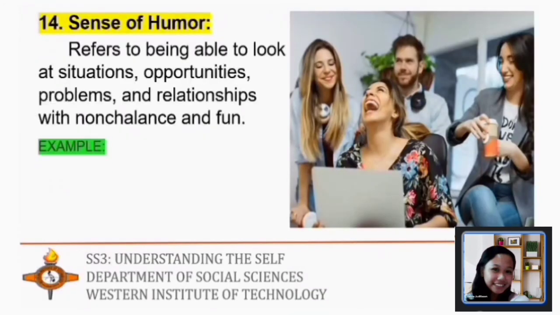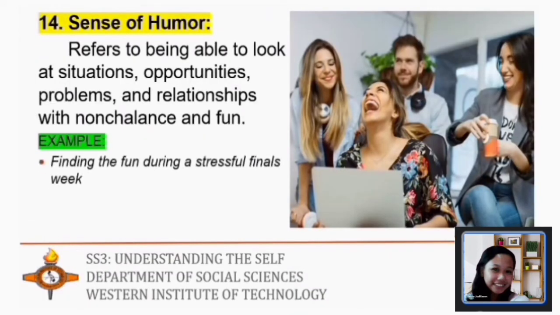Number 14. Sense of humor. Refers to being able to look at situations, opportunities, problems, and relationships with nonchalance and fun. Example, finding the fun during a stressful finals week. Sense of humor.